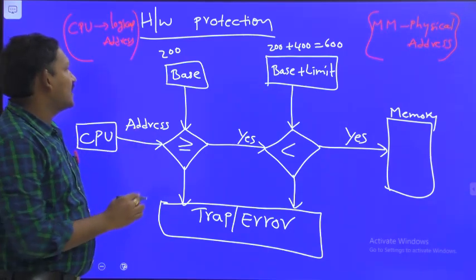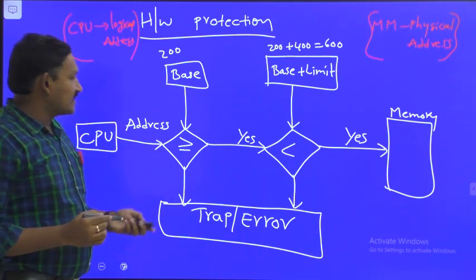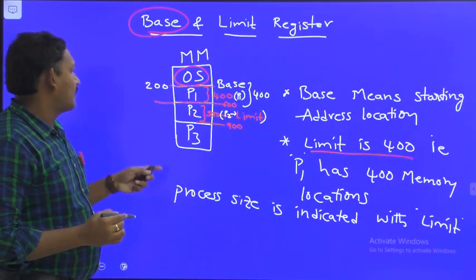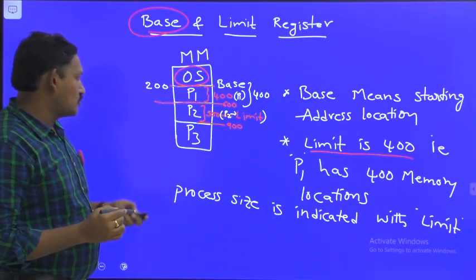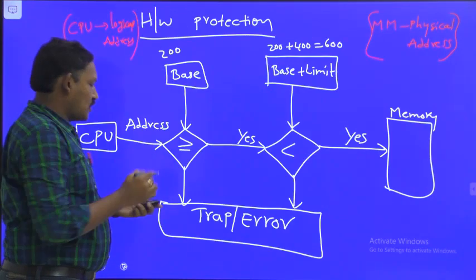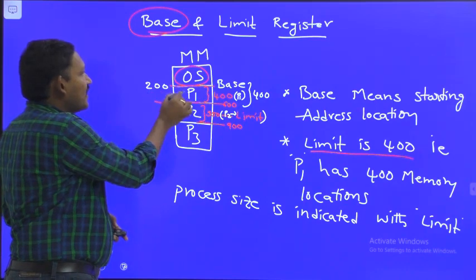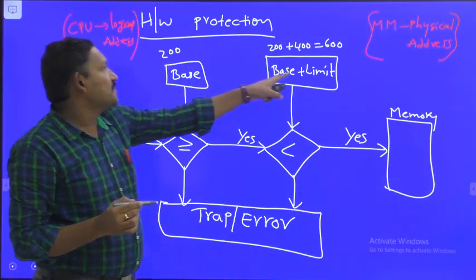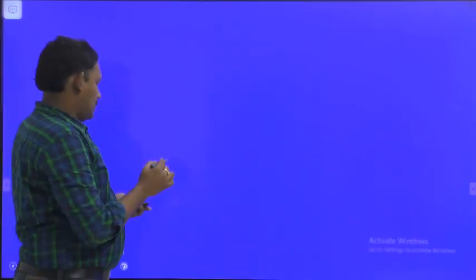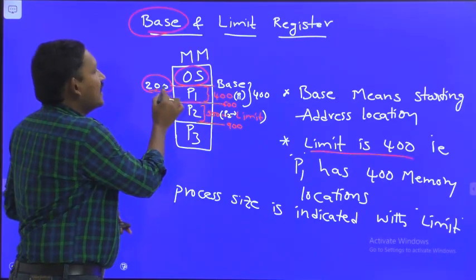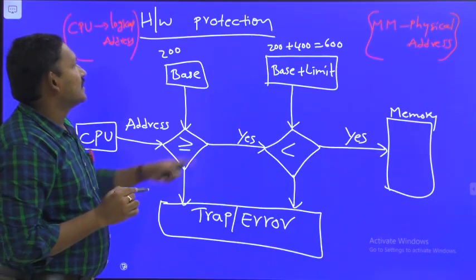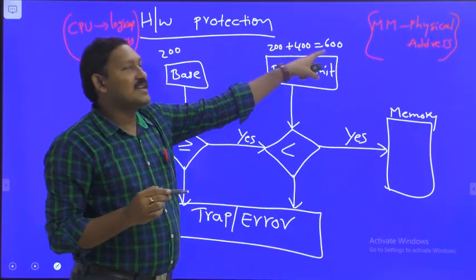Now what happens is, we check the base. In the previous case, we were discussing P1, whose base address is 200. The base is 200 and the limit is 400, so base plus limit is 200 plus 400, which is 600.